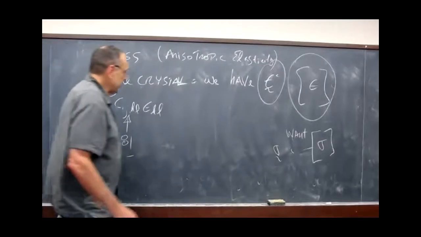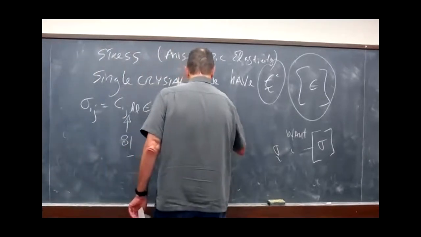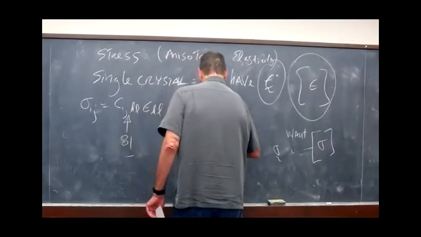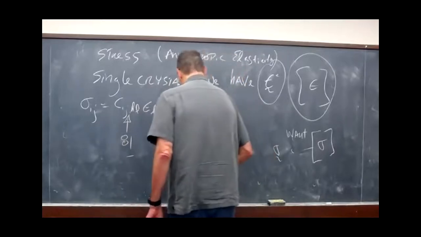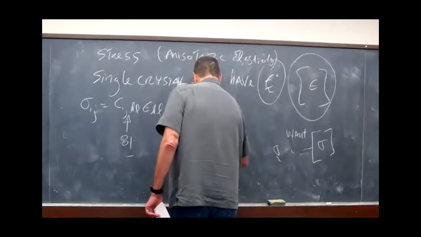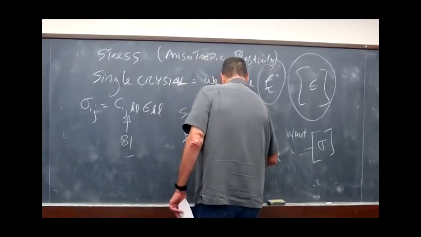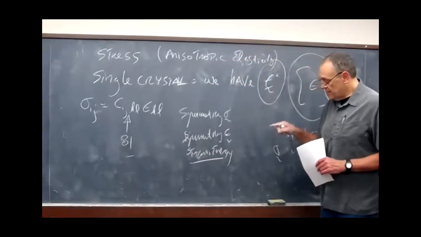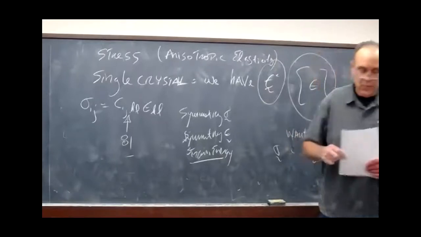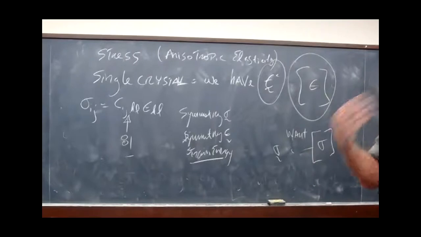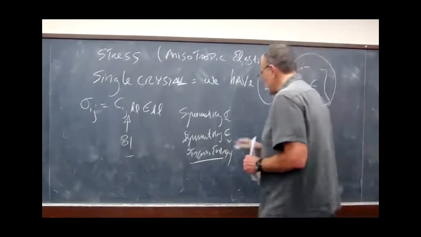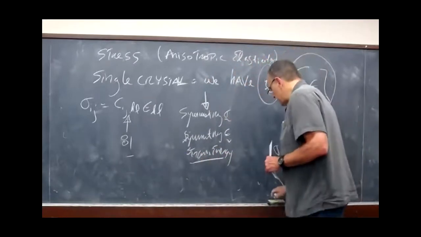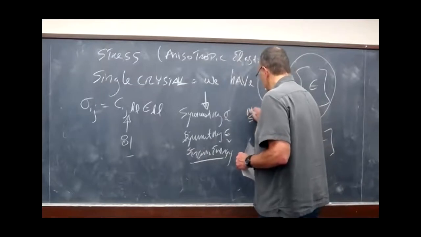I mean, you think about symmetry of sigma, symmetry of epsilon, and then you think about strain energy. Great qualifying exam question: how many constants do you end up with there? I'll let you work through that. And then you start working through the symmetry of our quantities, and then you start looking at the material symmetry.